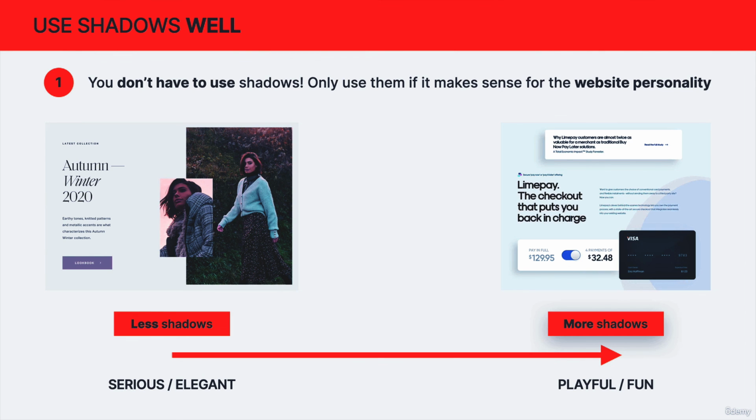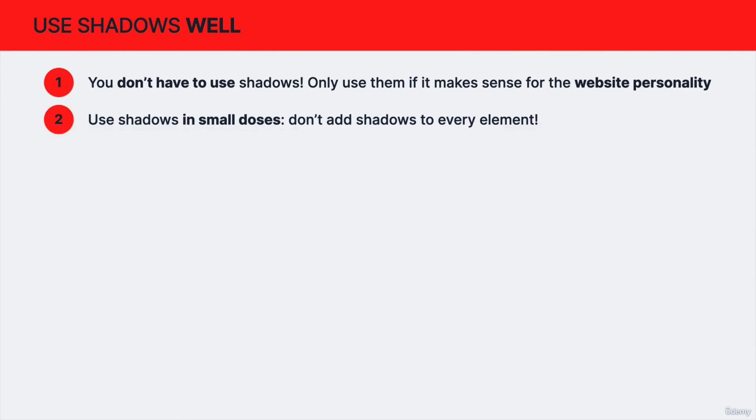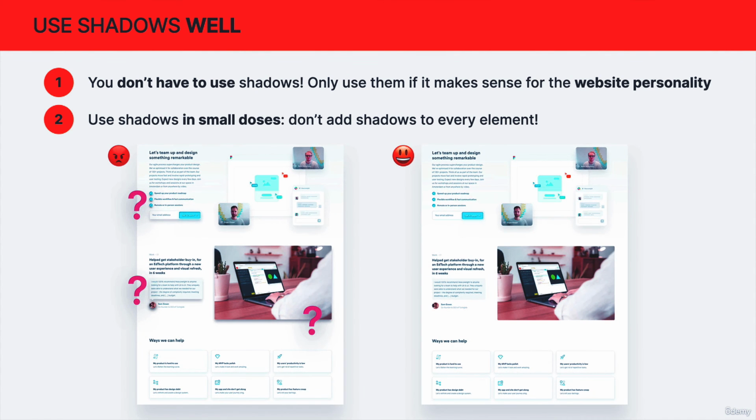And the first one is that you should always use shadows in small doses. So please don't go ahead and add shadows to every single element on the page, because that will just be confusing and will kind of defeat the purpose of using shadows in the first place. So in this example on the left, every single element does have a shadow, and in some cases it might not make a lot of sense, like in these bullet points or the email form on the top left side or on that big image.